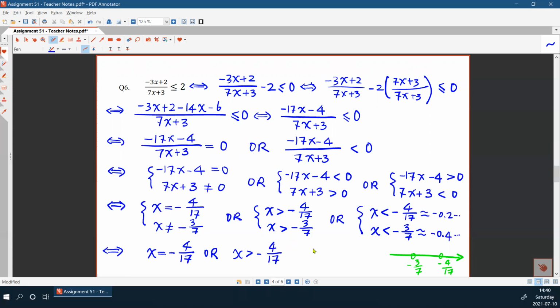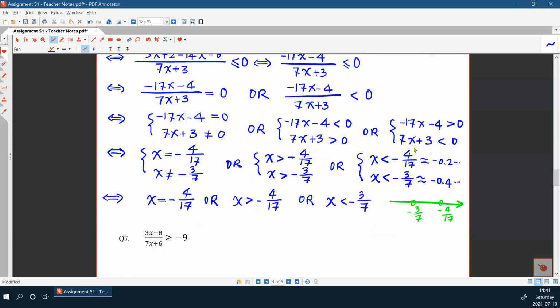Okay, third branch. Third branch says x should be smaller than both of the two numbers. Of course, the overlapped area is x should be smaller than the smaller number, right? So x should be smaller than minus 3 over 7. So considering these three branches, the final result is x should be greater than or equal to minus 4 over 7, or x can also be smaller than 3 over 7. Understand?